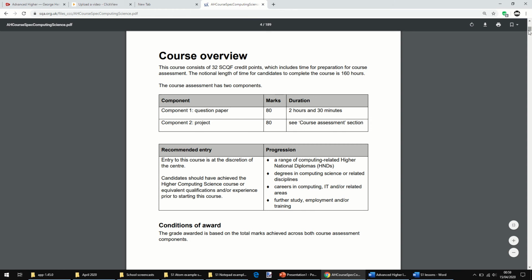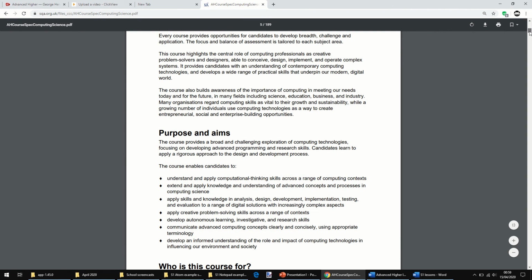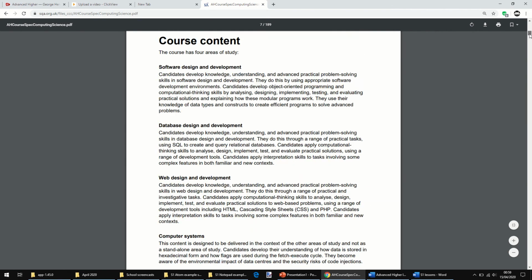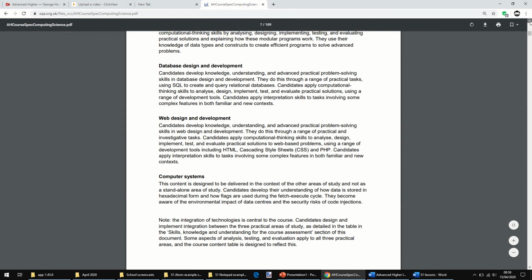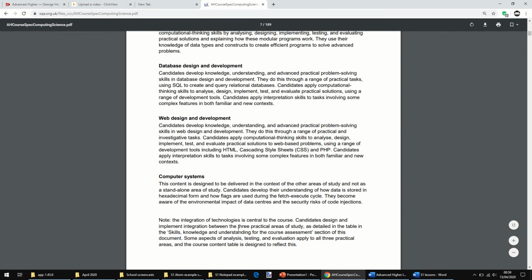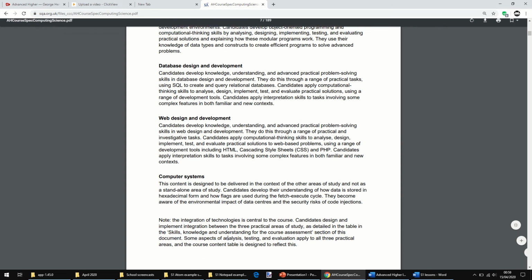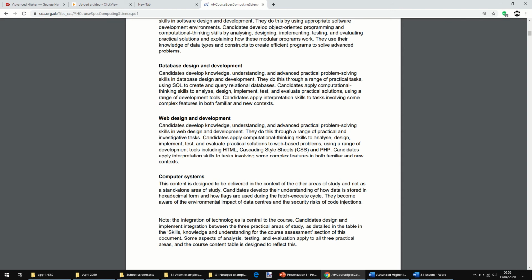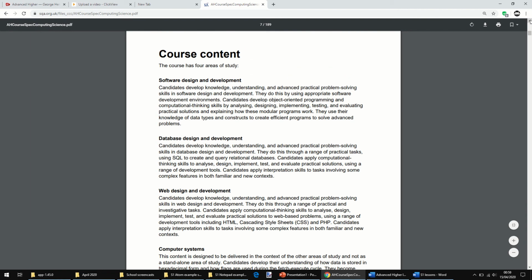I think it's a bit of freedom, not like the Higher and Nat 5 courseworks. Let's scroll down a bit and see what's in the course. Same 4 units that you're used to: software design, database design, web design, computer systems. Important bit at the bottom here though, integration of technologies is central to the course. So it's all about these things coming together. And when you do your project, you have to come up with something which integrates at least 2 of these.